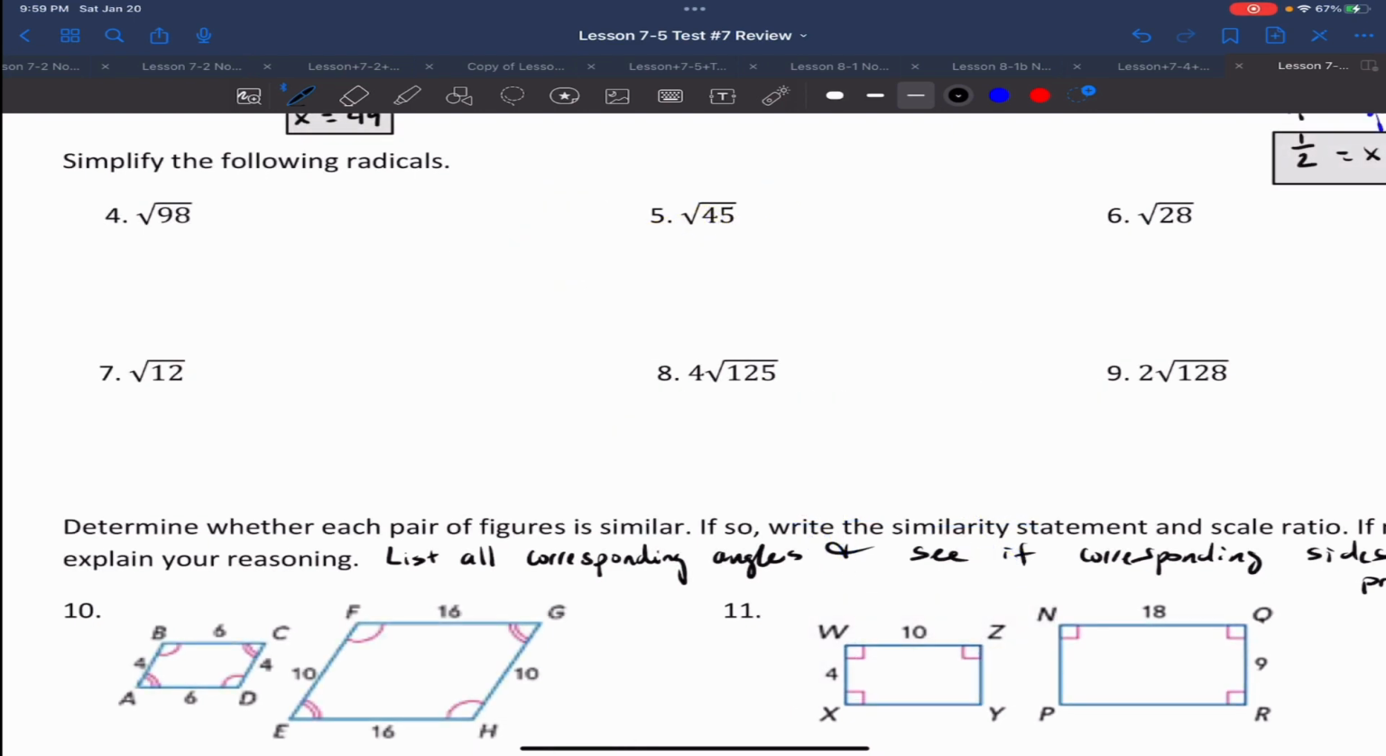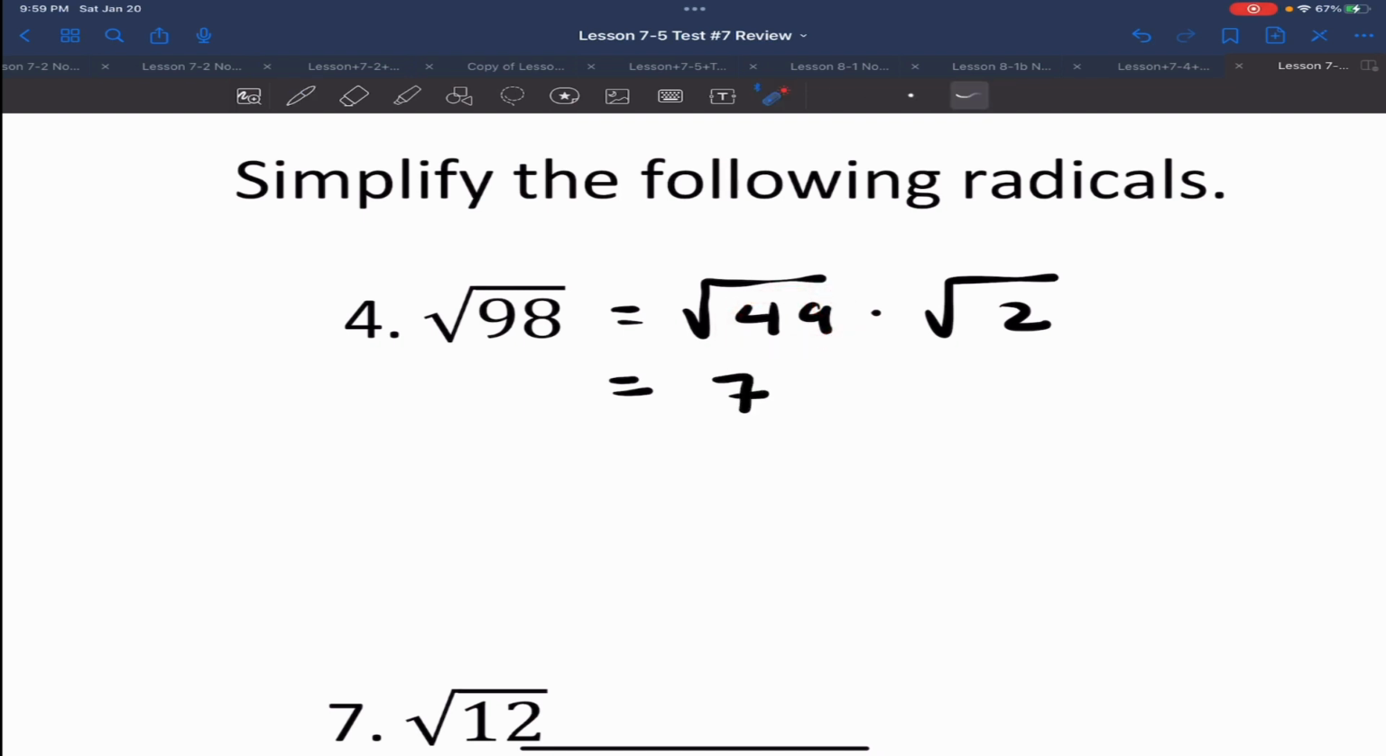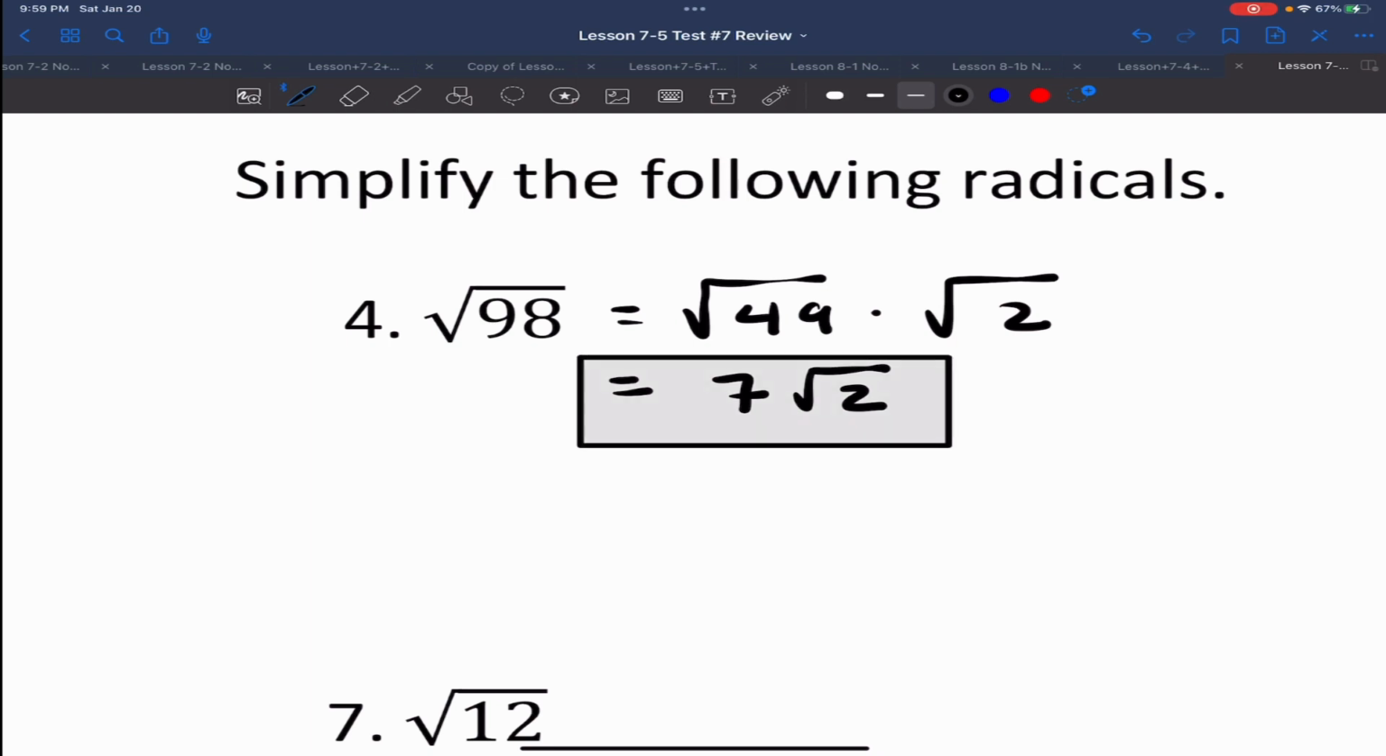So now we're going to go ahead and look at simplifying radicals. I have number 4, the square root of 98. What two numbers multiply together that'll give me 98? Well, that's going to be the square root of 49 times the square root of 2. So I have a perfect square. The square root of 49 is 7, whereas I have the square root of 2. 2 is not a perfect square, so you're going to leave it alone. So your answer is 7 root 2.